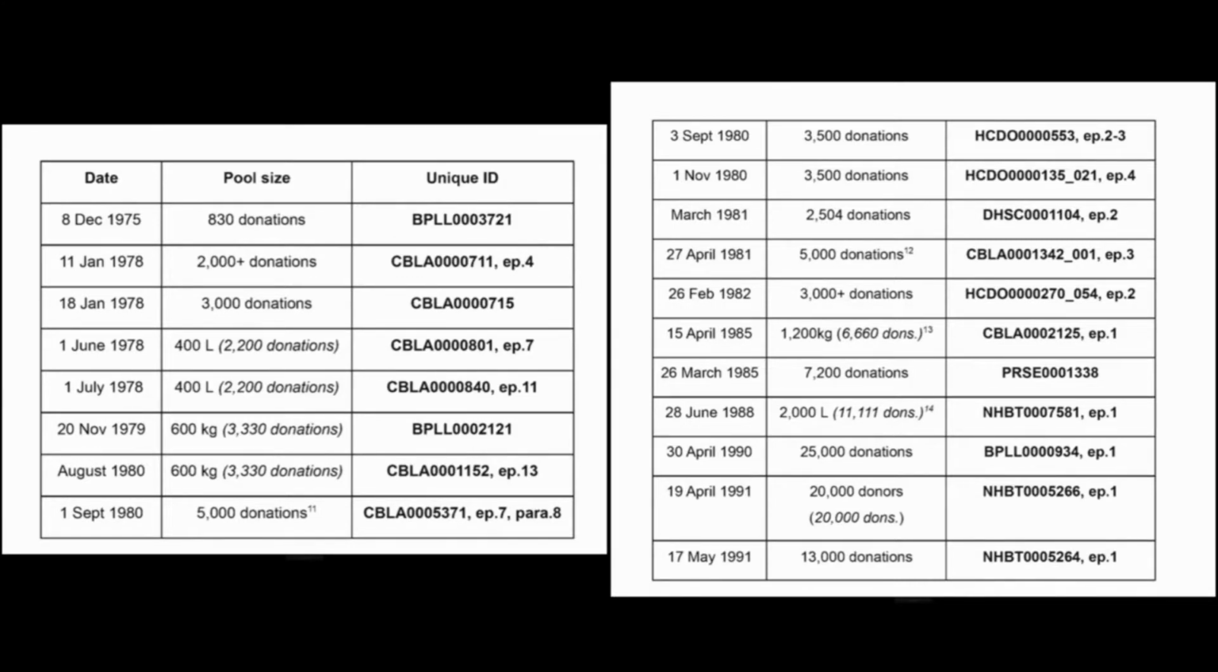In June 1988, so a significant gap there, 3 years, a 2,000 litre pool, which would be a little over 11,000 donations. And then April 1990, so again another gap of 2 years, 25,000 donations said to go into a plasma pool. April 1991, 20,000 donors, and 17th of May 1991, 13,000 donations. So these are little snapshots from different times. And again, I stress they're helpful to show a trend, and one shouldn't dwell on a single figure and say that is what the pool size was for the entirety of that year.